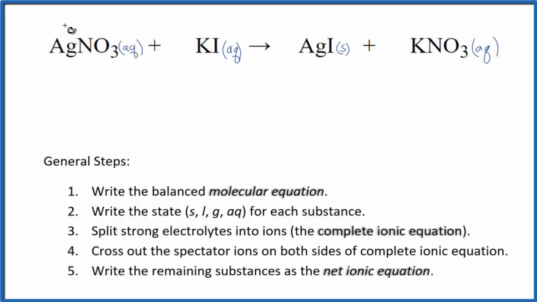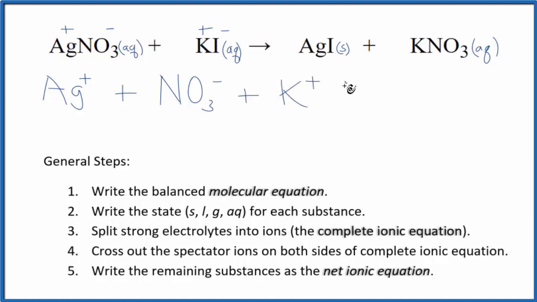So silver is always 1 plus, the nitrate ion always 1 minus. So we have Ag plus, and I won't write aqueous each time. Let's do that at the end. Plus the nitrate ion, NO3 minus. Potassium, that's in group 1, so that'll have a 1 plus charge. The iodide ion, that's a halogen, group 17, 7A, that's a negative. So we have K plus, that iodide ion, and those are the reactants.